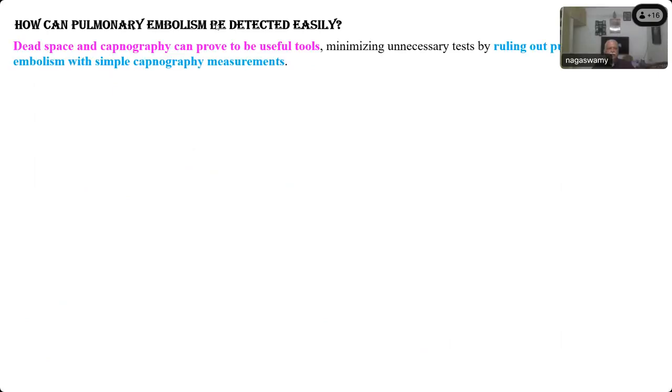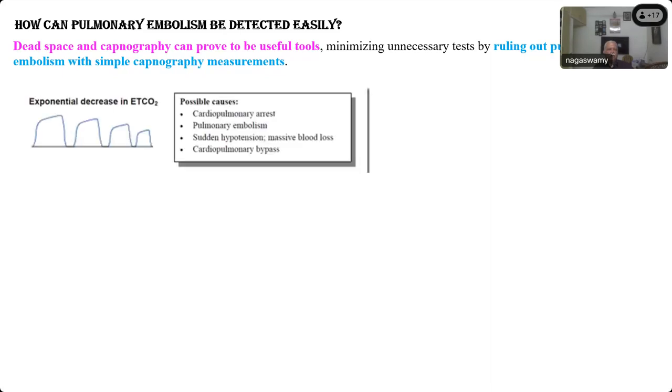And can pulmonary embolism be detected easily using this method? Yes, because dead space and capnography can prove to be useful tools, minimizing unnecessary tests by ruling out pulmonary embolism with simple capnographic measurement. Whenever there is a total obstruction to blood flow by pulmonary embolism, there will be a sudden drop in APCO2, just like a cardiac arrest or an air embolism causing an acute sudden drop in APCO2. Pulmonary embolism also will cause a sudden drop in it. So there is an exponential decrease in APCO2, this is how the picture will be.